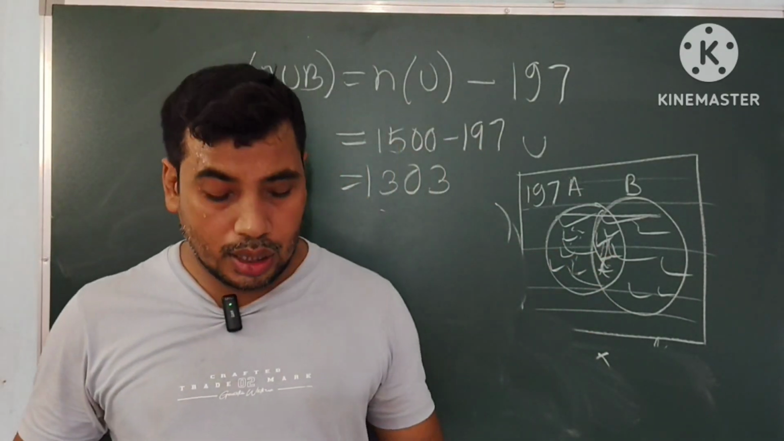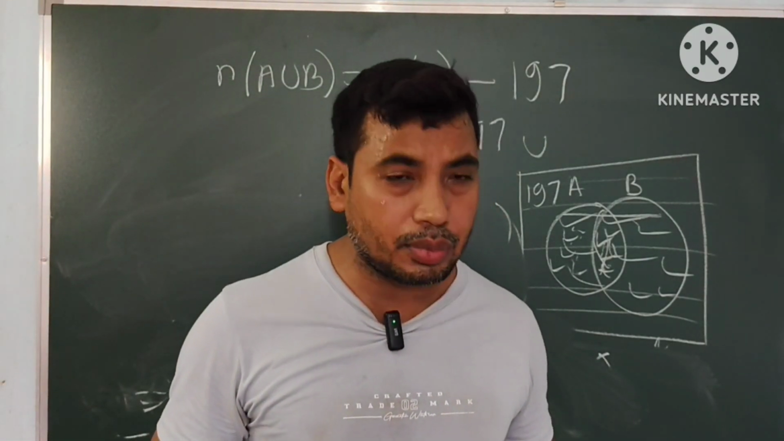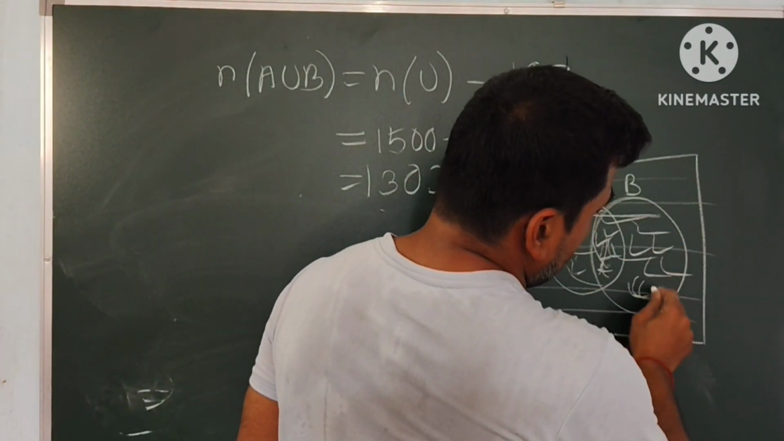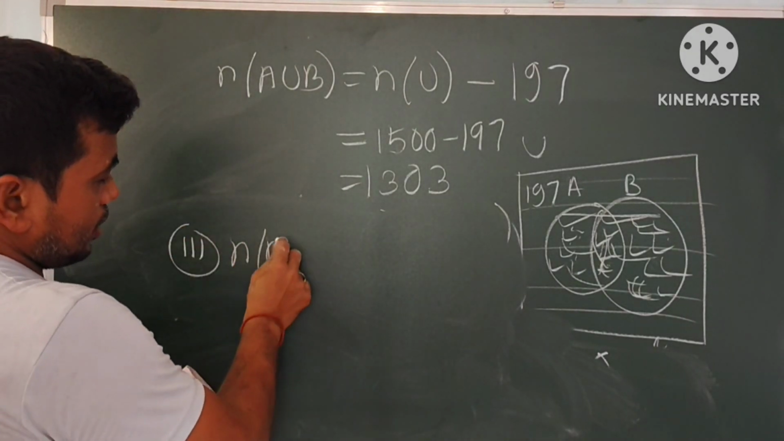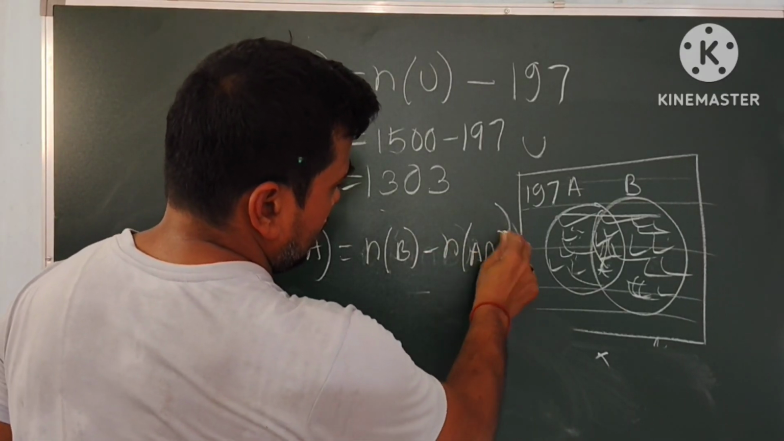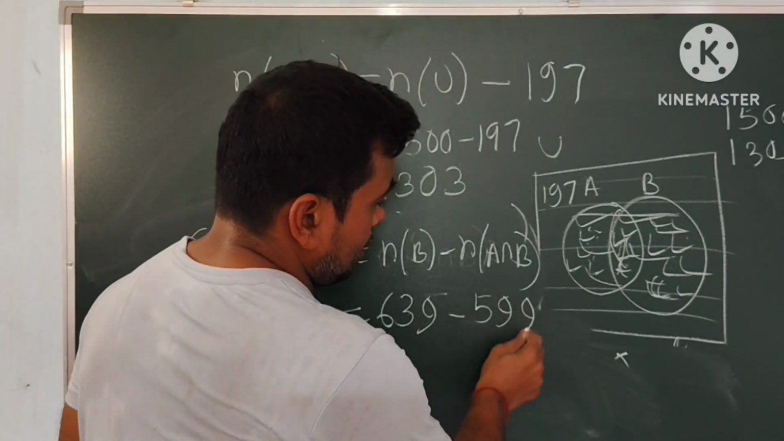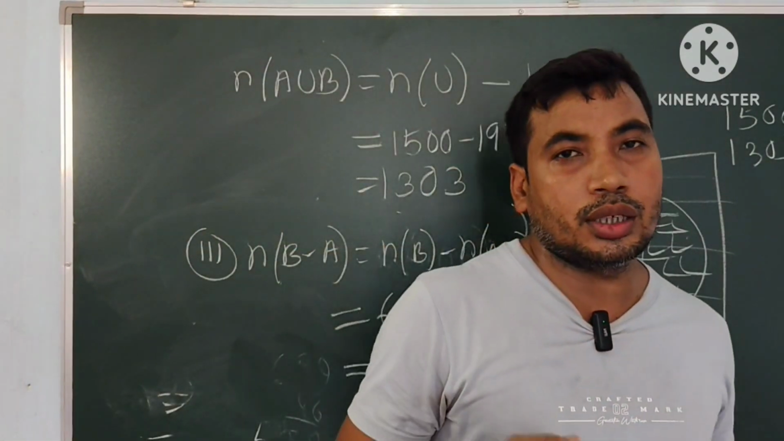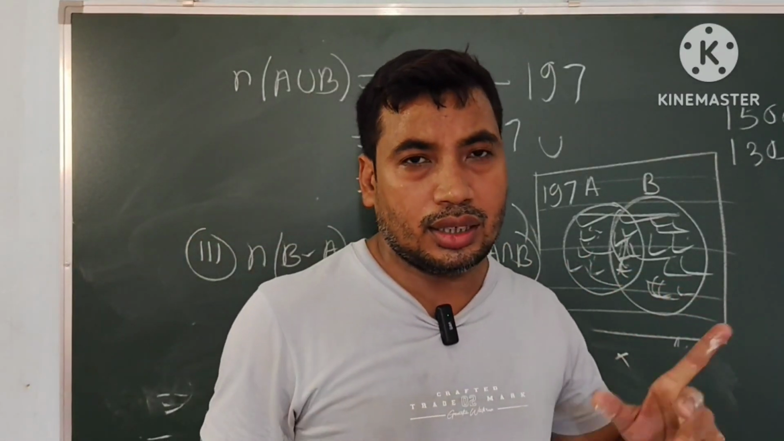Okay, and now what do we have to find? We have to find how many families have radio but not TV. That means how many families have only radio. That means the number of elements in this part. This is B difference A. So we write n(B difference A) is equal to n(B) minus n(A intersection B), and n(A intersection B) is 599. That means the answer is 40. That means 40 families have only radio, that means radio but not TV.